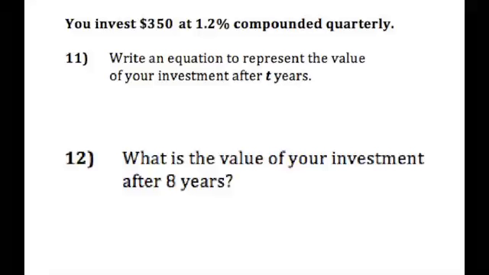Okay, our next problem. You invest $350 at 1.2% compounded quarterly. You want to write your equation and then find the value of your investment after 8 years. Okay, go ahead and do that.